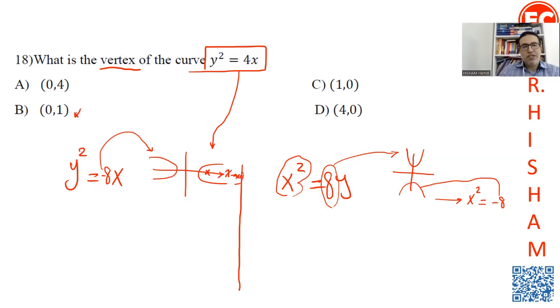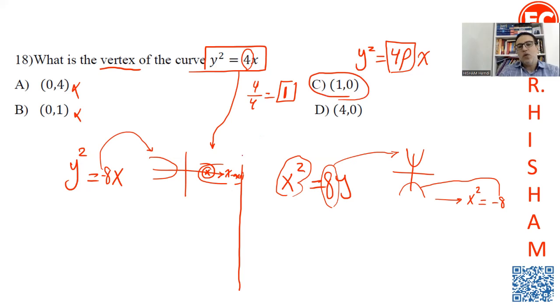So the point cannot be 0 and 1, or 0 and 4. Why? Because the vertex lies on the x-axis. Any parabola, we should write it in the form y squared is equal to 4px. So you need to divide this number by 4. So 4 divided by 4 is equal to 1. So the focus here will be 1 and 0, which we call p and 0.